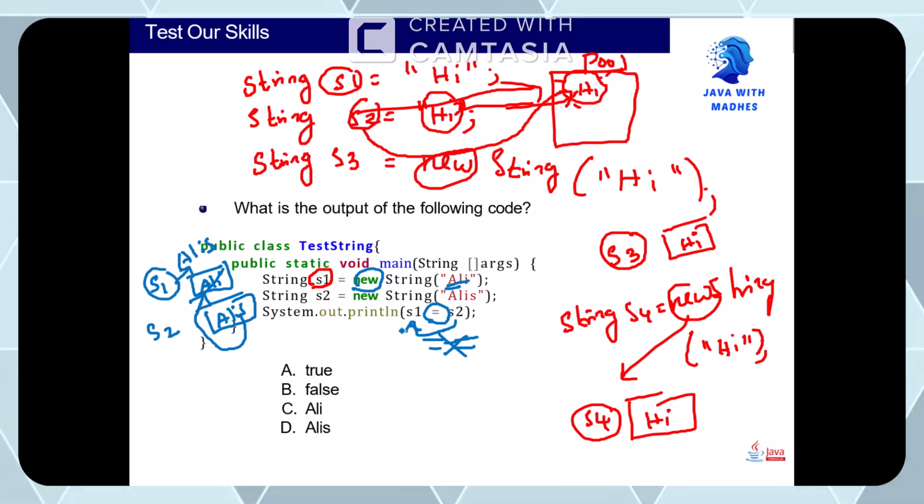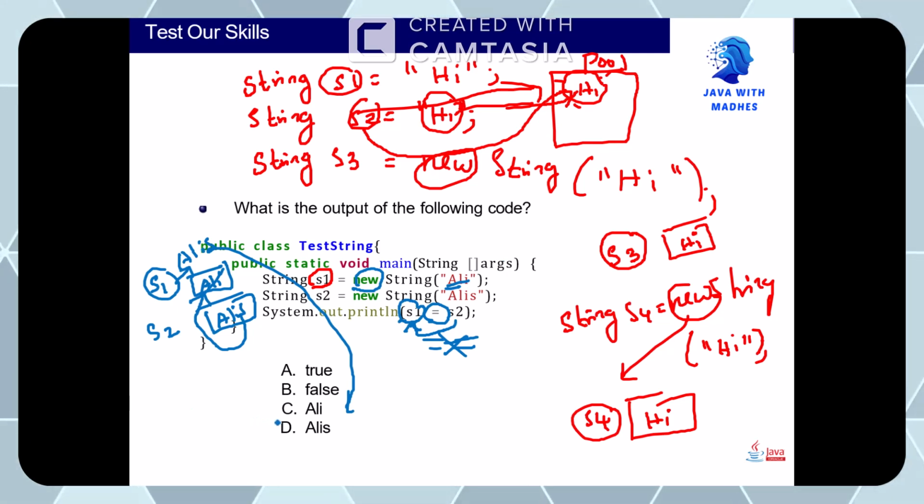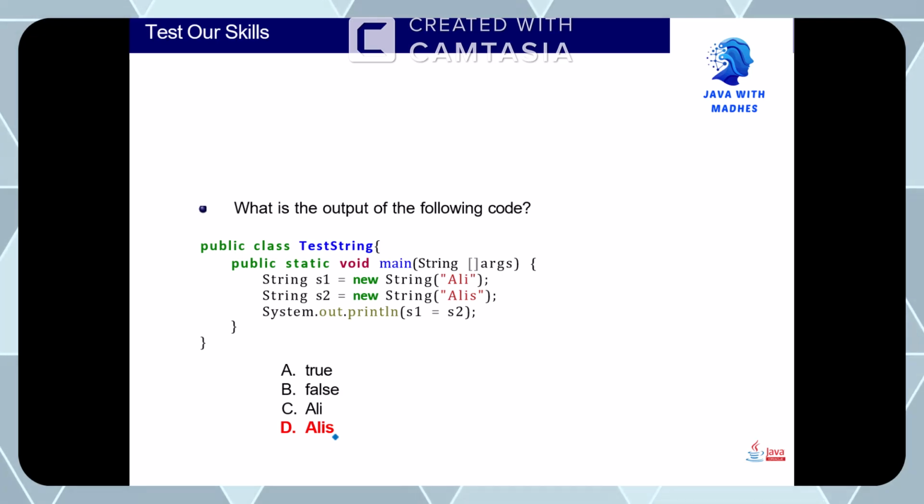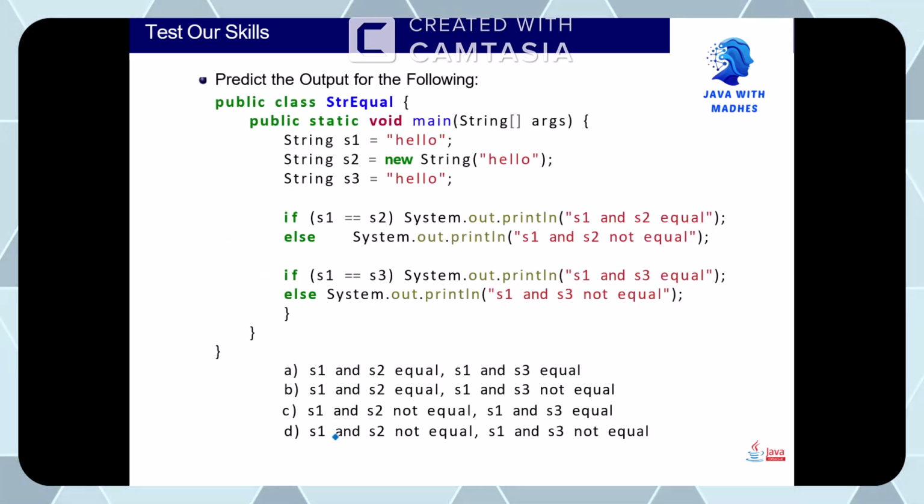Then what will be the result? We are assigning s2 to s1 and printing the value of s1. So what will be stored in s1? "Alice" will be stored in s1 and that will be printed. So option D is the answer. Next question.